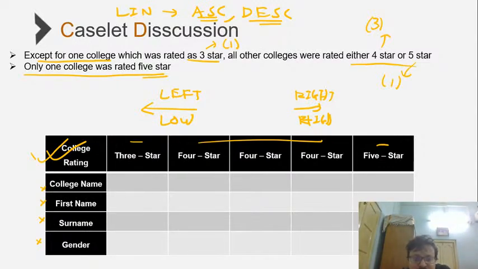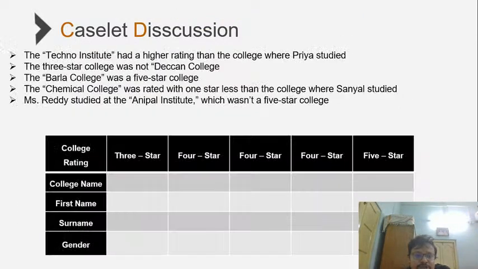So what do we do first? Look at the direct clues in the set. There's one direct clue which says that Barla College was a 5-star college. So what do we do? In the 5-star category, we mark the college name as Barla, and we proceed.